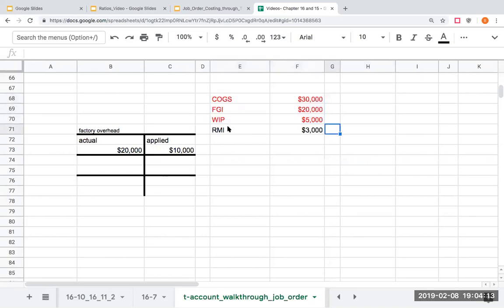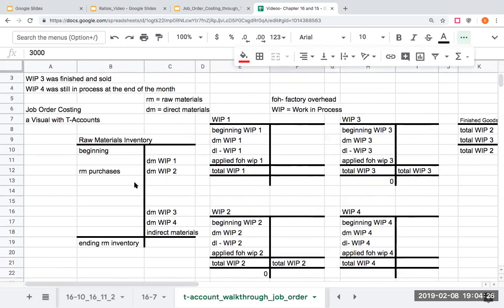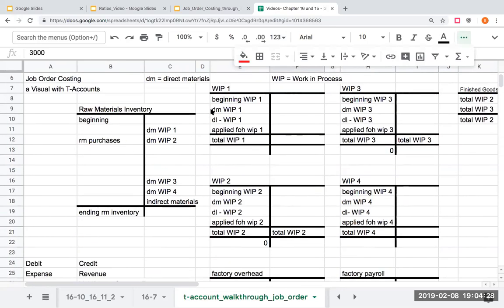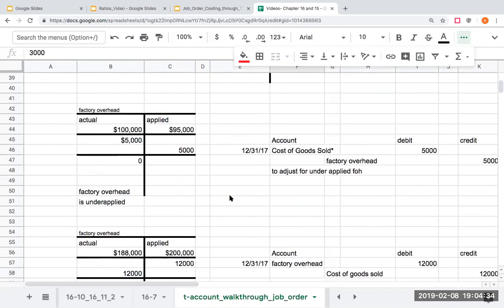I do not apply it to raw materials inventory. The reason is that this has no factory overhead applied. This is just raw materials going directly into the work in process account, and part of the factory overhead, the actual amount.